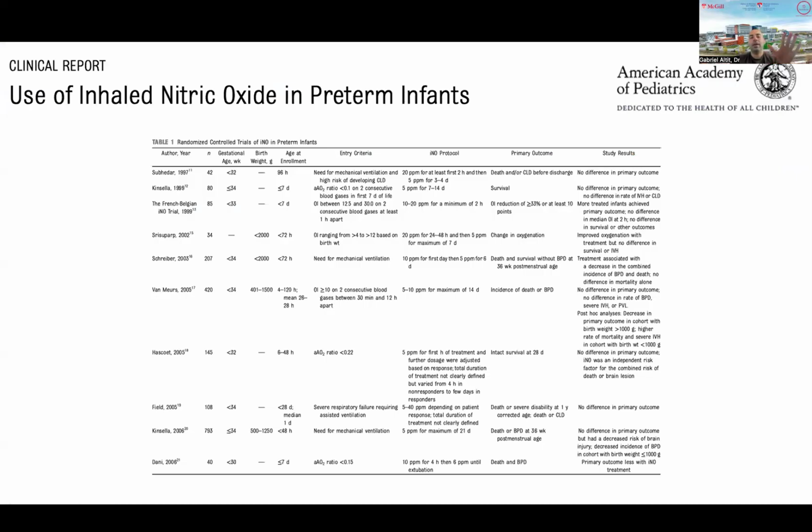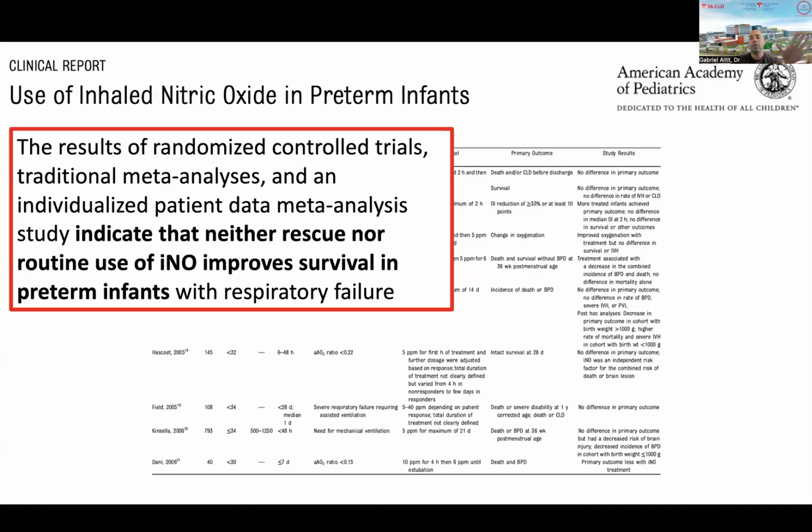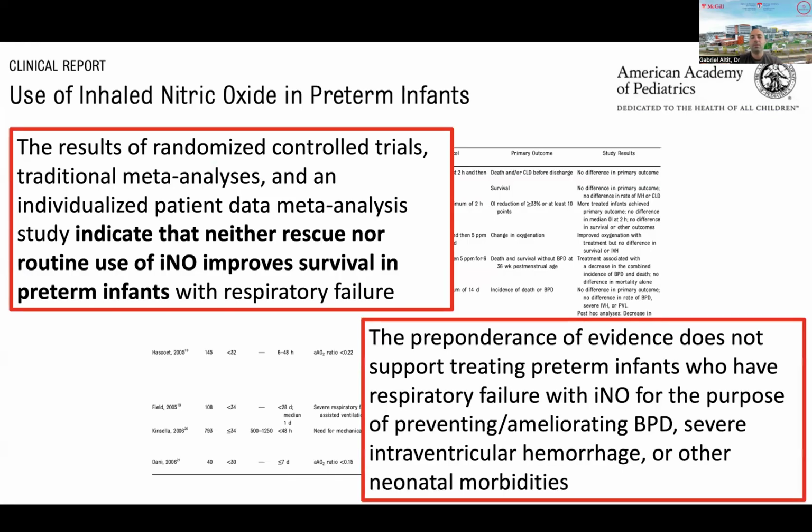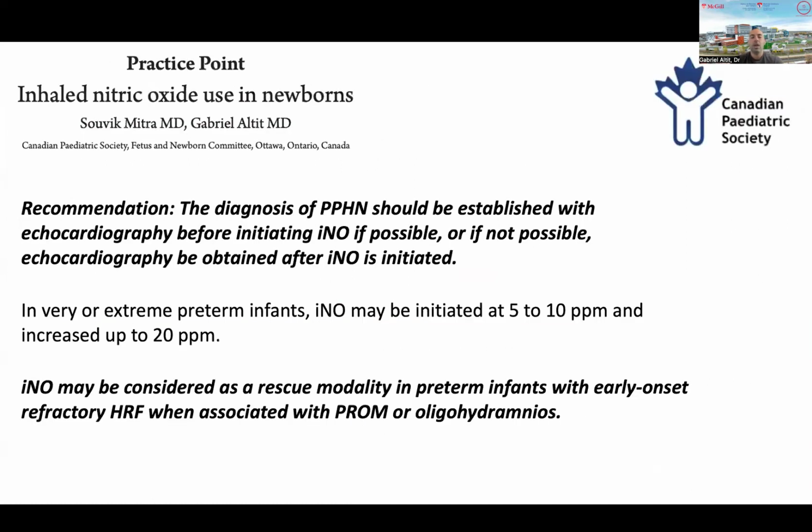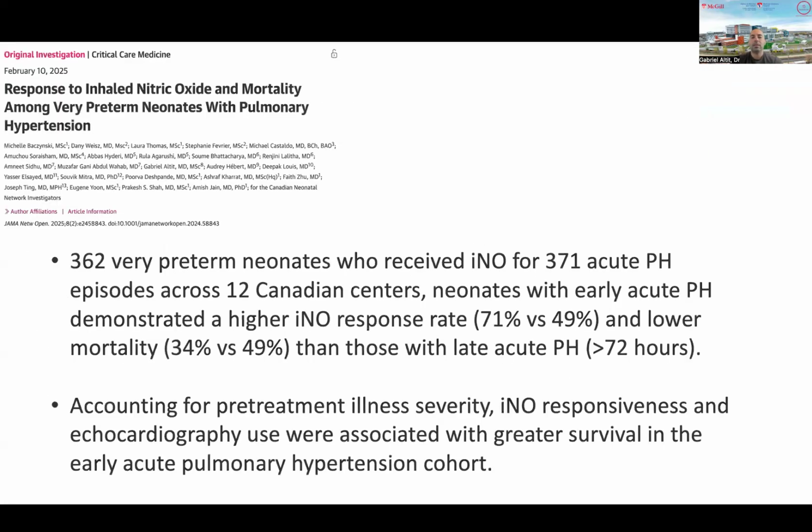I did put here the reference from the AAP that talks about how there's no clear evidence that INO improves survival in preterm infants. And actually, there's no evidence that it supports INO for preventing BPD or IVH, but there are no great studies looking specifically at PPHN in these patients. So that's why for the Canadian CPS statement, we said that we should consider it if there is some echo evidence of PPHN in these patients, and especially if there's been a concern for hypoplastic lungs.